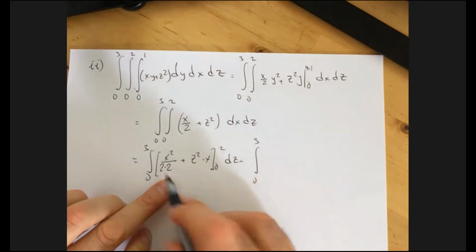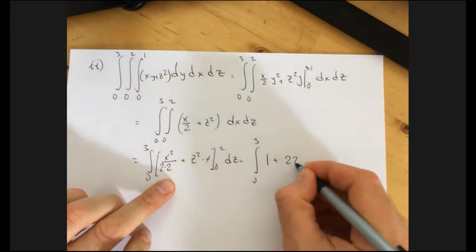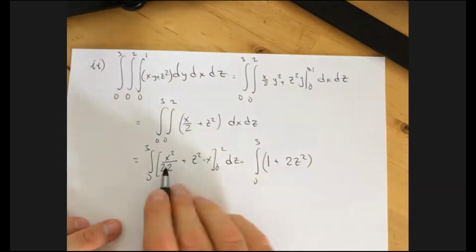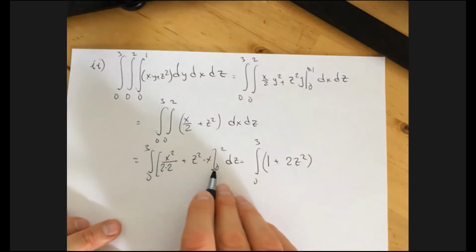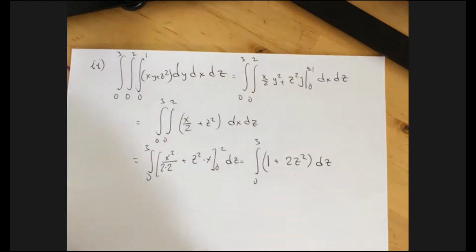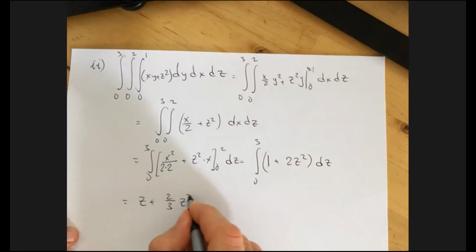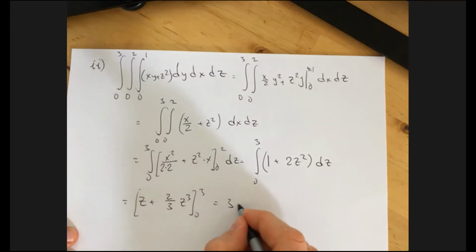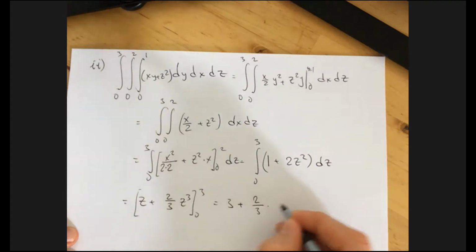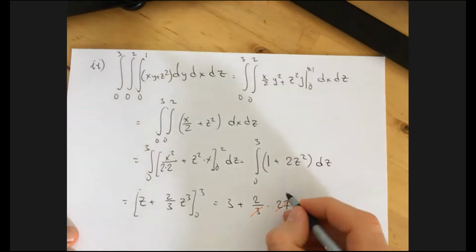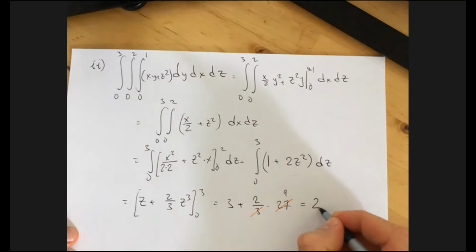2 squared is 4, divided by 4 is 1, plus 2z squared. And then you plug in 0, and this function evaluated for x equal to 0 just vanishes, dz. And now you integrate with respect to z, you get z plus 2 over 3 z cubed, evaluated from 0 to 3, which is equal to 3 plus 2 over 3 times 27. This is 9 times 2 is 18, plus 3 is 21.